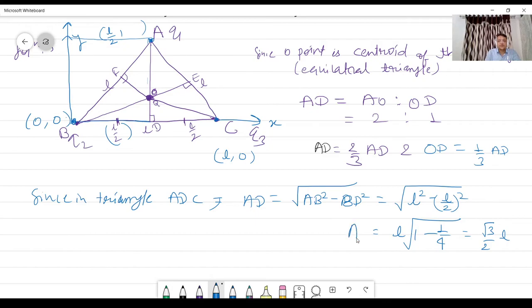So this is equal to AD. So the AD height is going to come root 3/2. So I can directly write here root 3/2 L. So we have this location. Now the point is, what is the location of this point O?